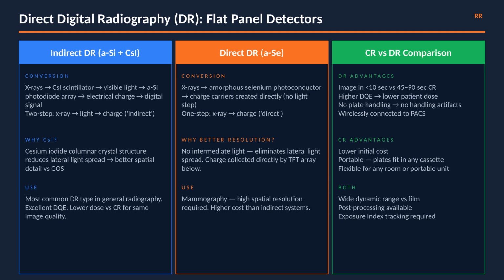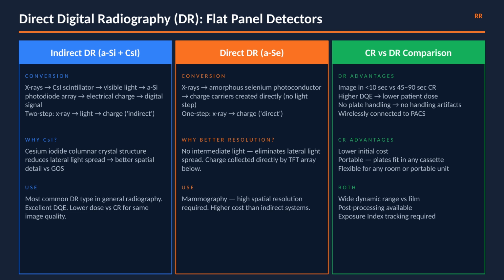2 conversion steps, X-ray to light. Then light to charge. Hence the name, indirect. Cesium iodide is the preferred scintillator because its columnar crystal structure limits lateral light spread, keeping spatial details sharper than gadolinium oxysulfide systems. Indirect DR with cesium iodide is the most common DR type in general radiography.